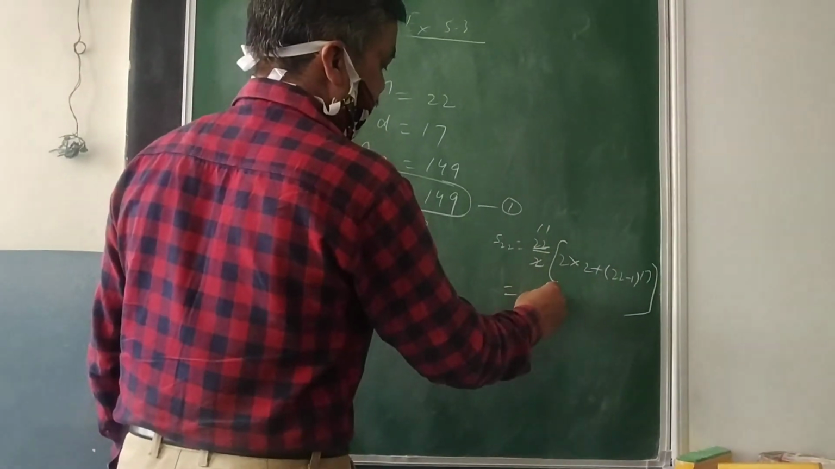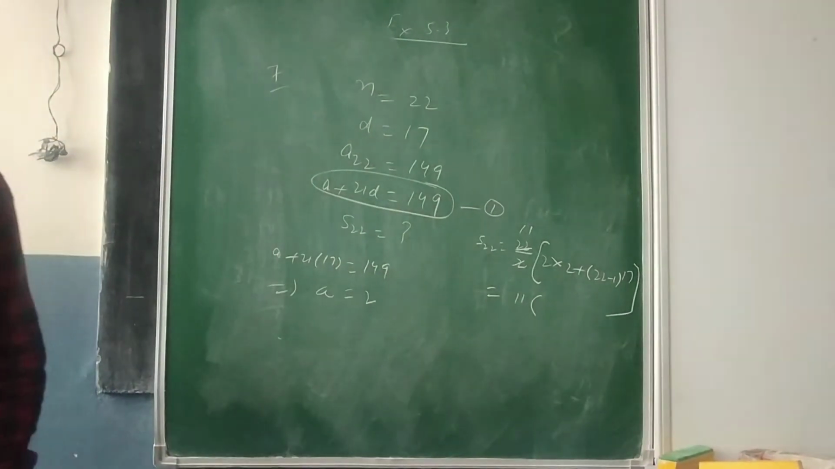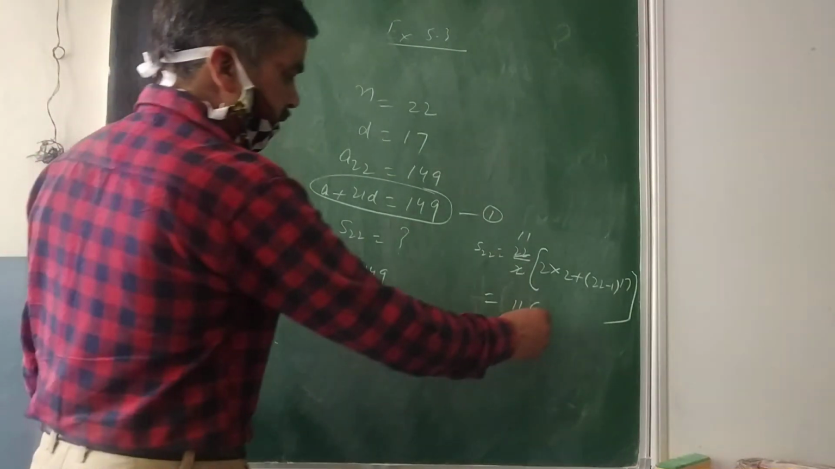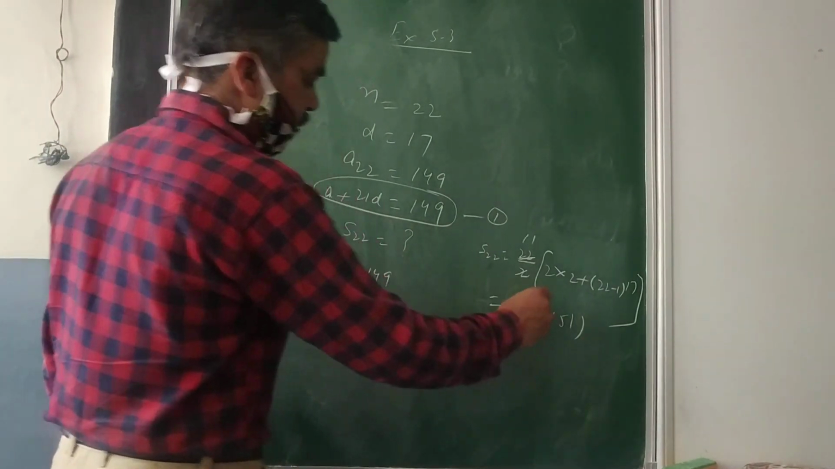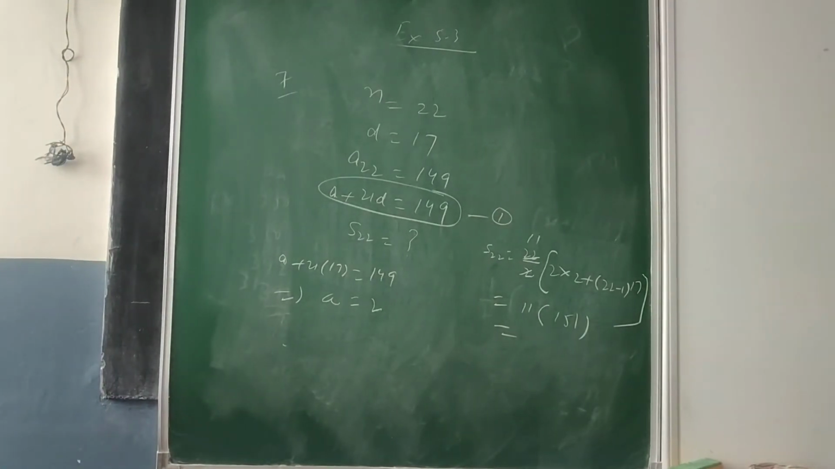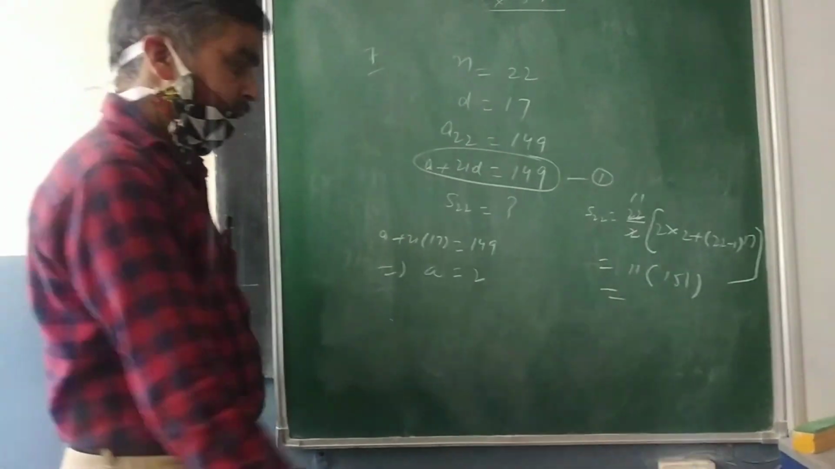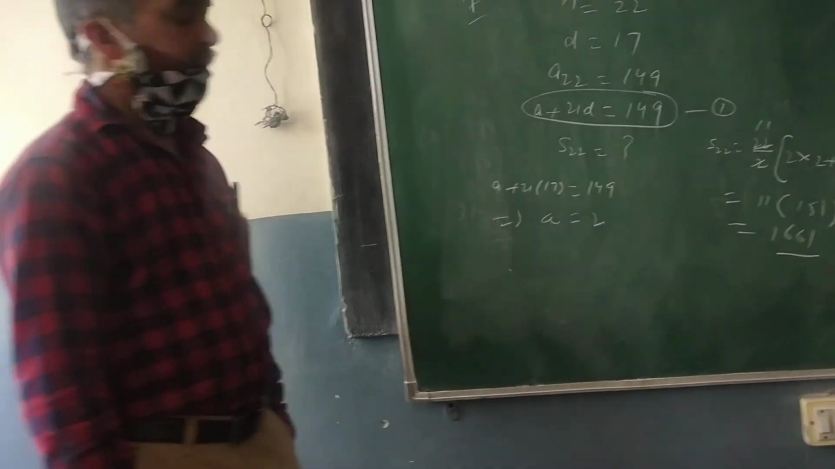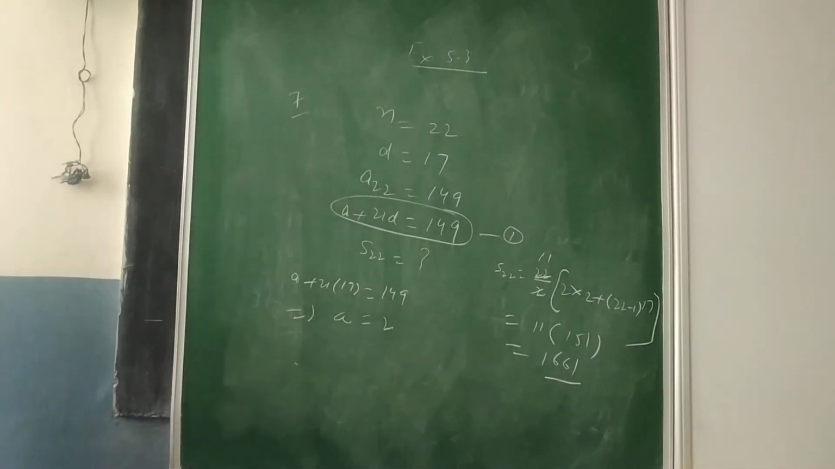So here is the calculation. You can cancel it up. Do it inside the bracket. So you are getting 11 into 151, and then check the product. Somewhere you will be getting is equal to 1661. So that will be the answer for your question number 7.